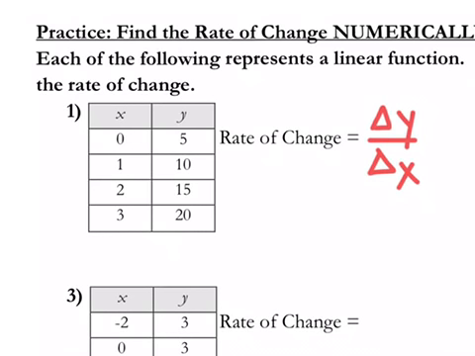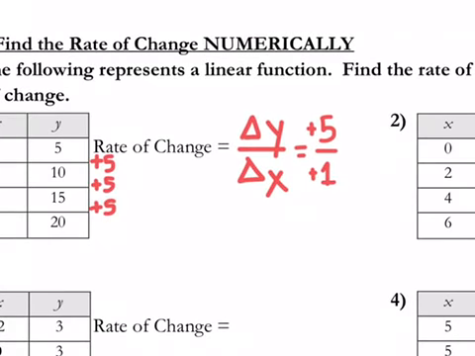Now we're going to take a look at these rates of change numerically. So as we've been doing, I'm going to look at the differences between my x values, and if you look on the left, my x values are increasing by 1. On the right, my y values are increasing by 5. So if I use that delta y over delta x, that is a positive 5 over a positive 1, which means my constant rate of change, or my rate of change here, is 5 over 1. Another way to express that is simply 5.